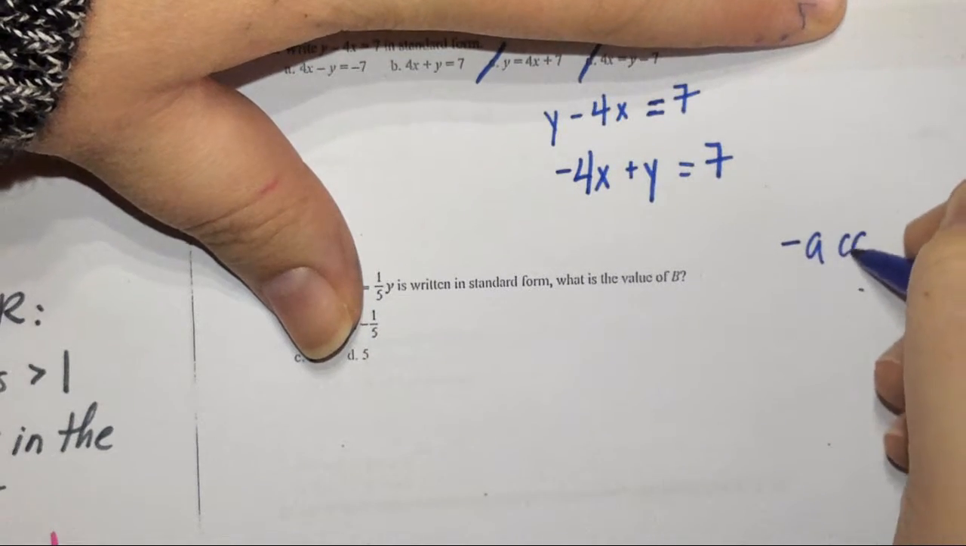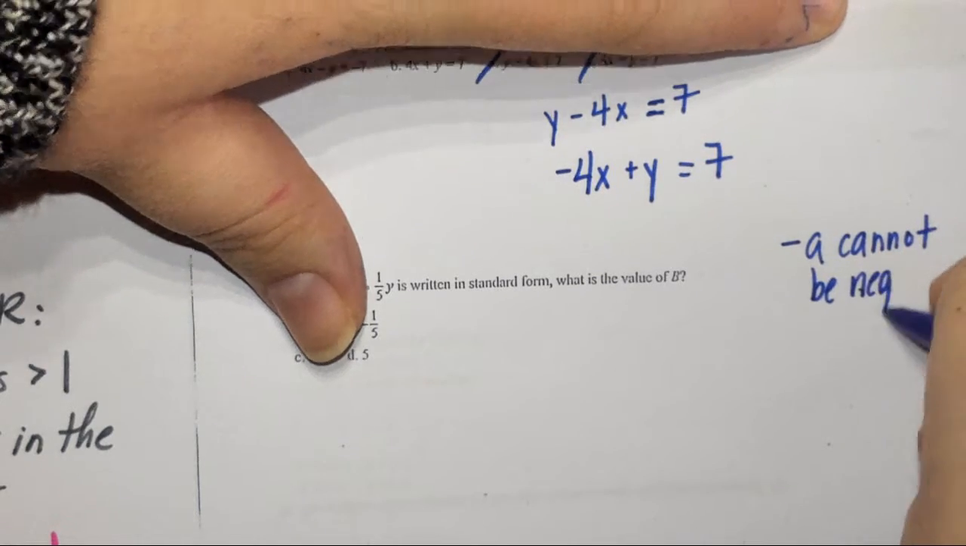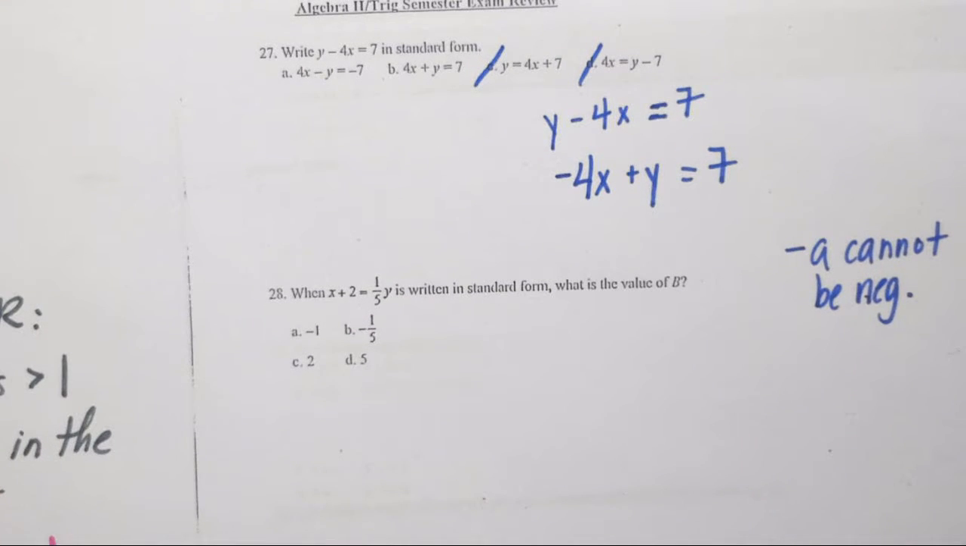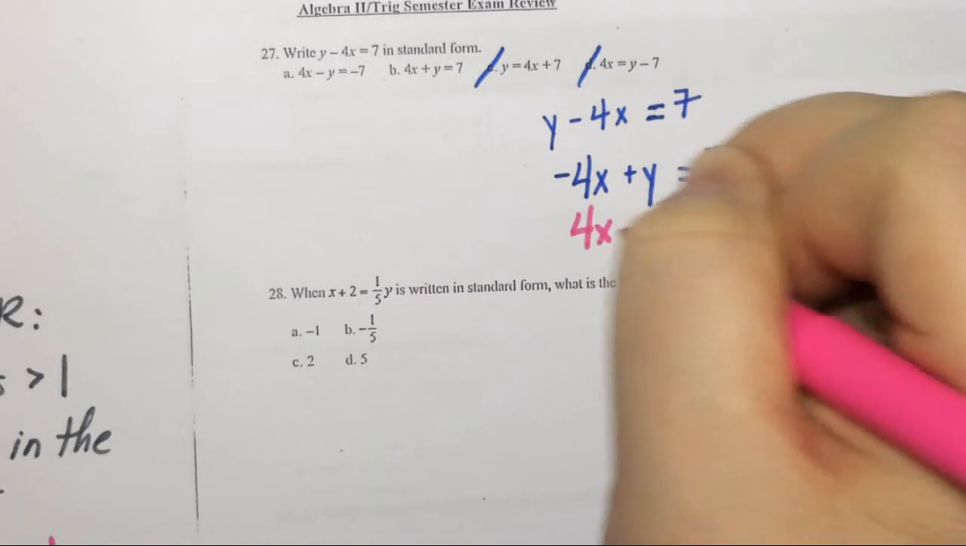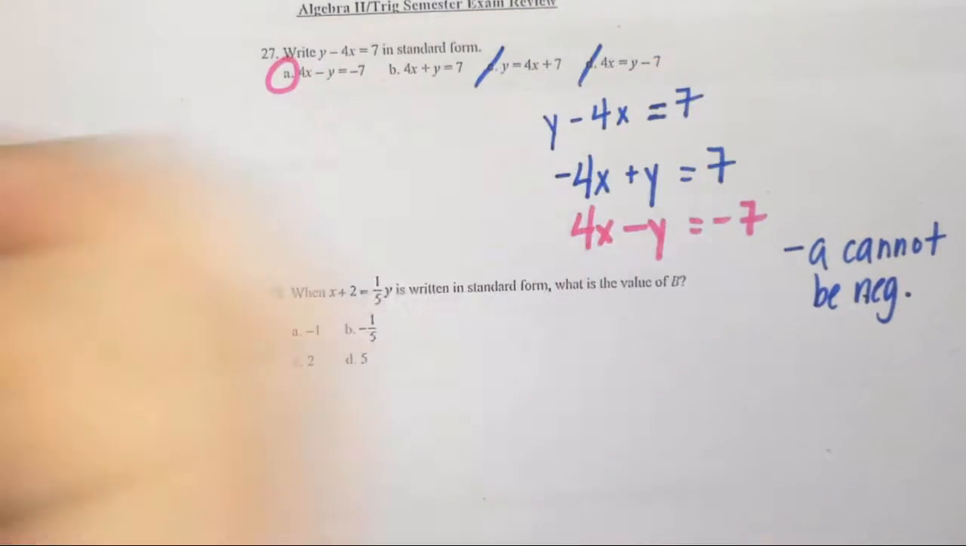The a cannot be negative. We did have a rule that the first leading coefficient cannot be a negative number. So he's right. We've got to end up multiplying everyone by negative 1. We've got to change everybody's sign because that a cannot be negative. So it ends up being 4x minus y equals negative 7.